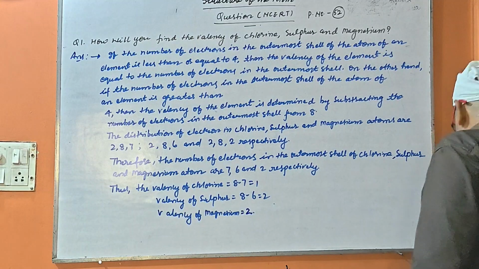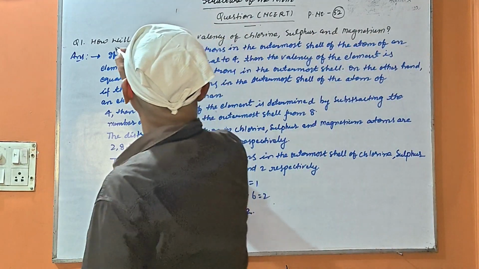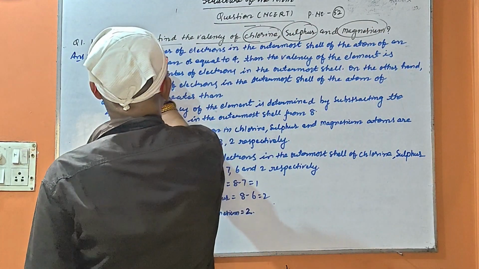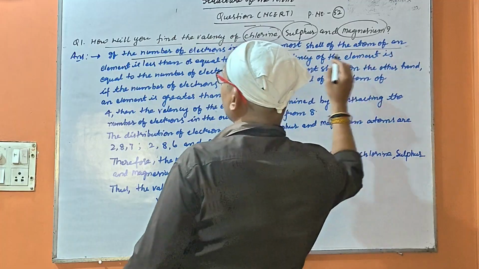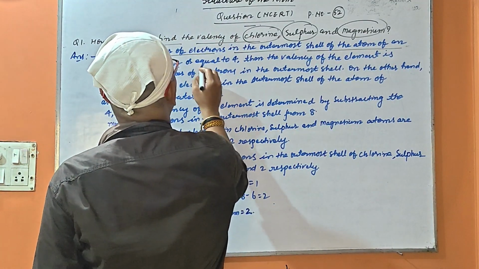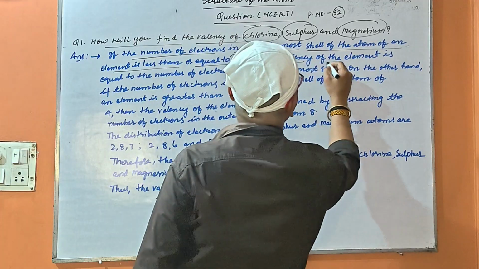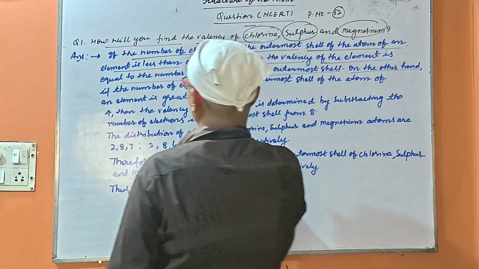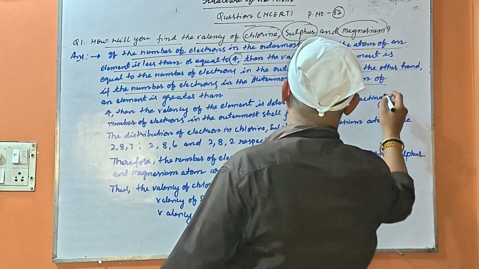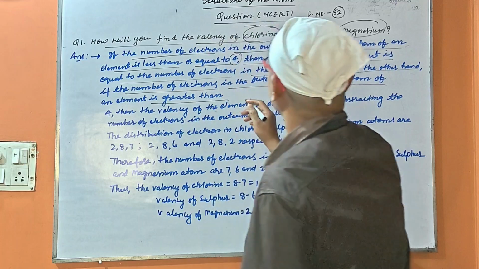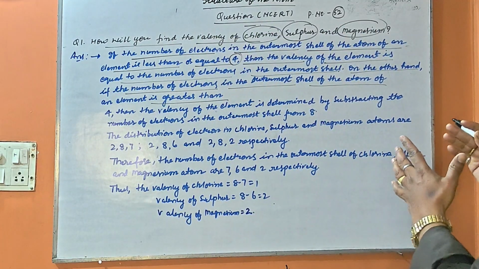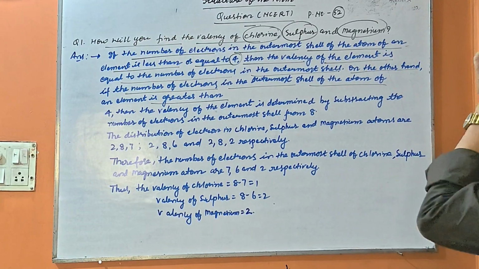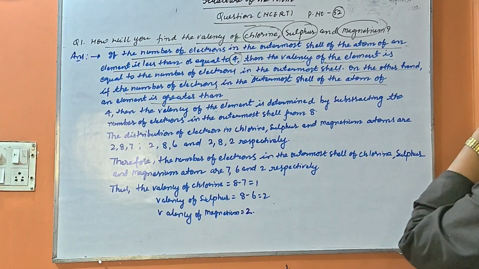So my dear students, let us understand this in a clear way. How will you find the valency of chlorine, sulfur and magnesium? If the number of electrons in the outermost shell of the atom of an element is less than or equal to 4, then the valency of the element is equal to the number of electrons in the outermost shell.